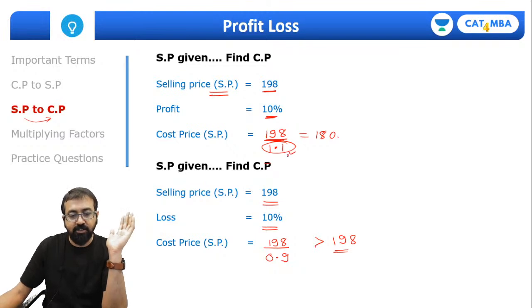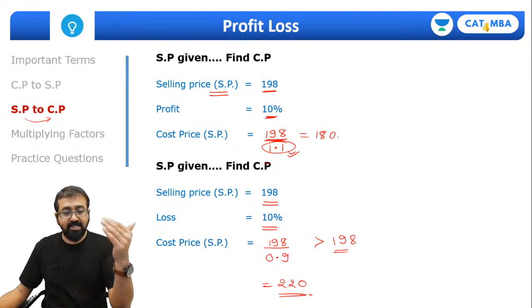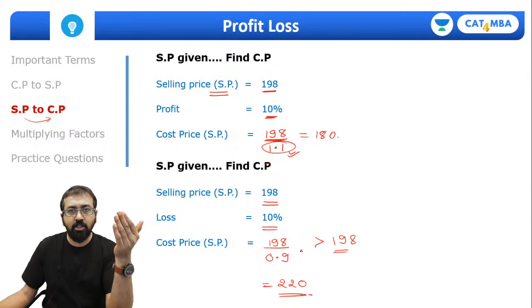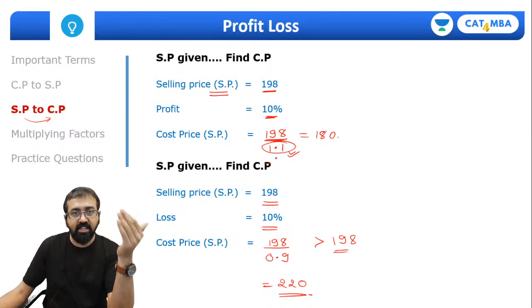There was a profit of 10% over here, so 100 plus 10 is 110, so we divided by 1.1. If you just calculate this, 22 nines are 198, so this will come out to be 220. If I purchase something at 220 rupees and sell it at 198, definitely I'll make a loss of 10%. So the question is, how can we quickly calculate this and how can we derive these factors, right?